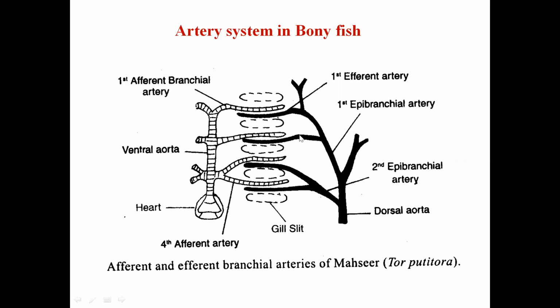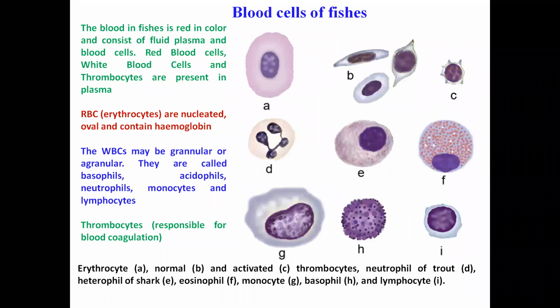First and second together form one epibranchial artery, and third and fourth together form the second epibranchial artery, which opens into the dorsal aorta, from where the oxygenated blood goes to the different organs. Now, the blood cells in the fishes.